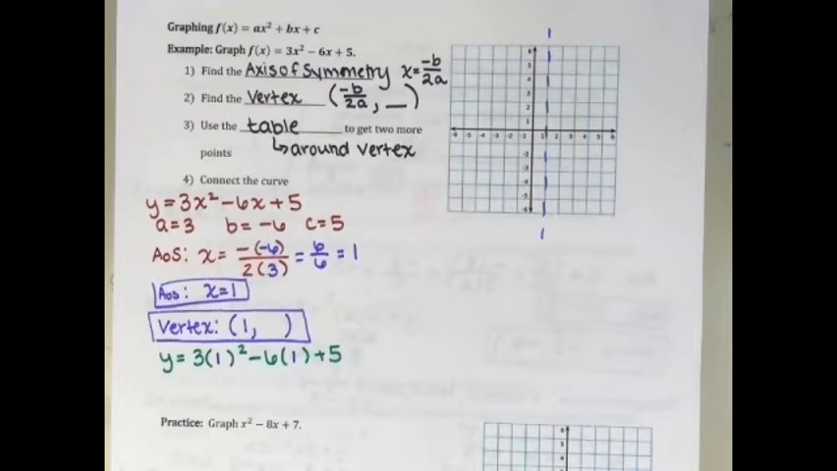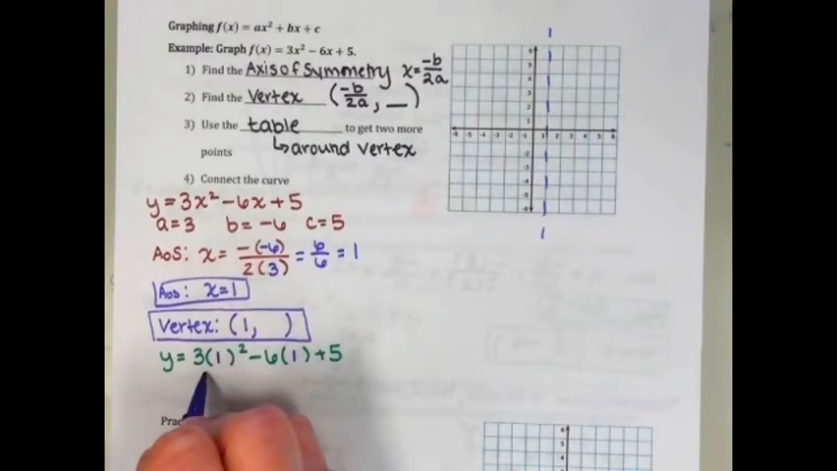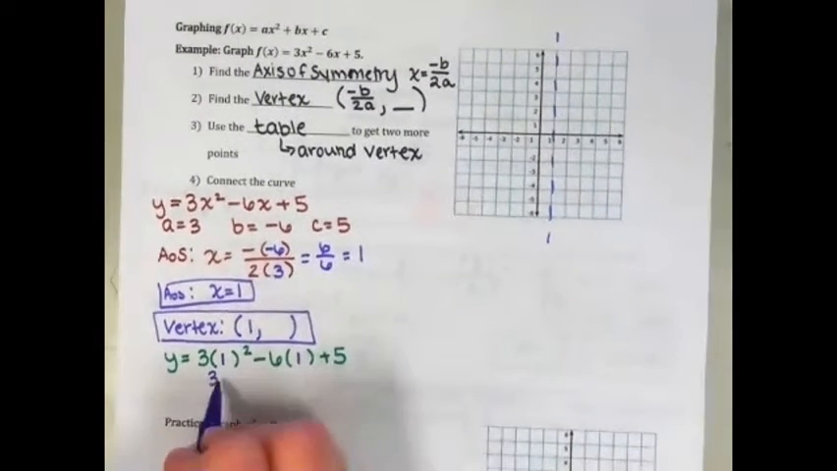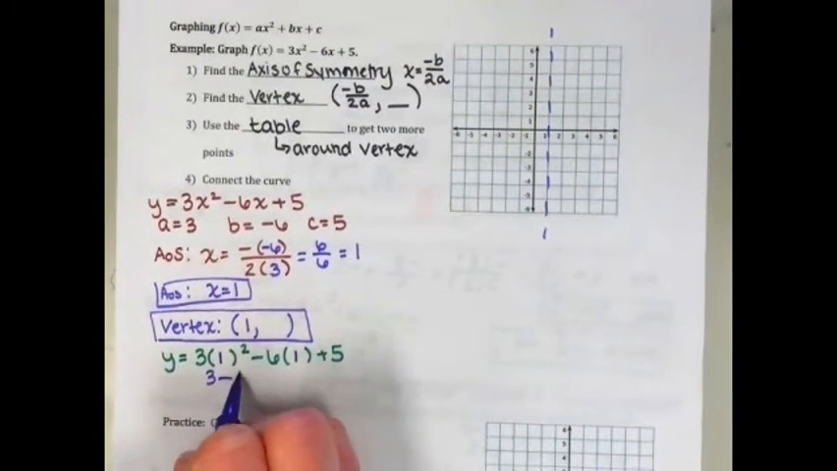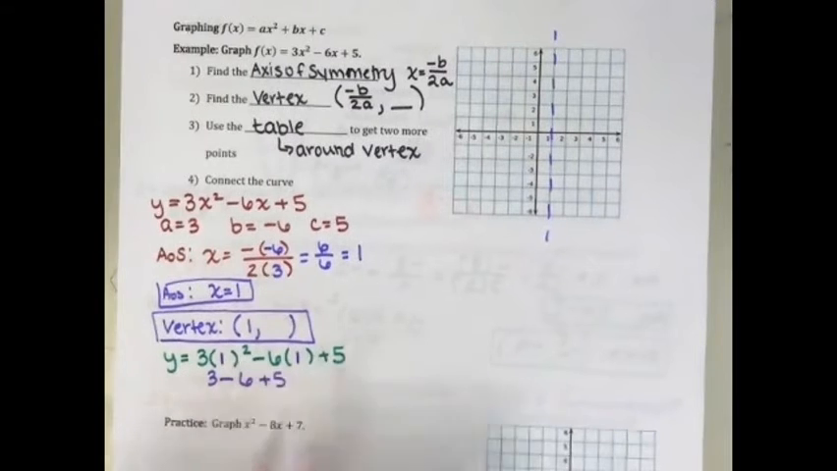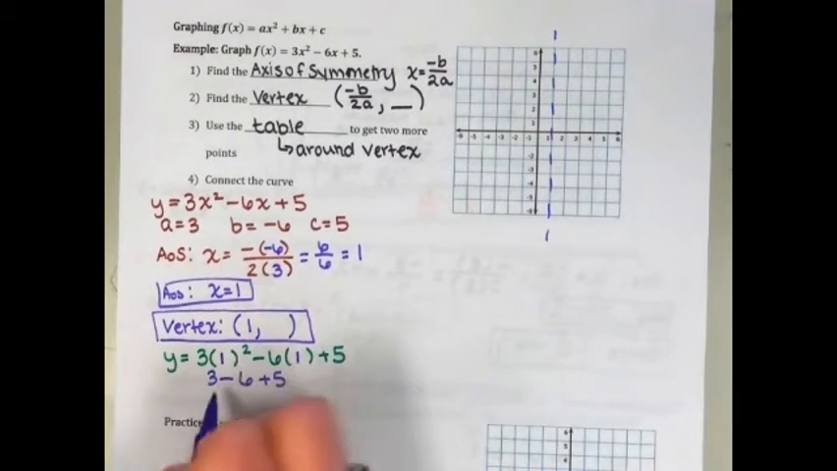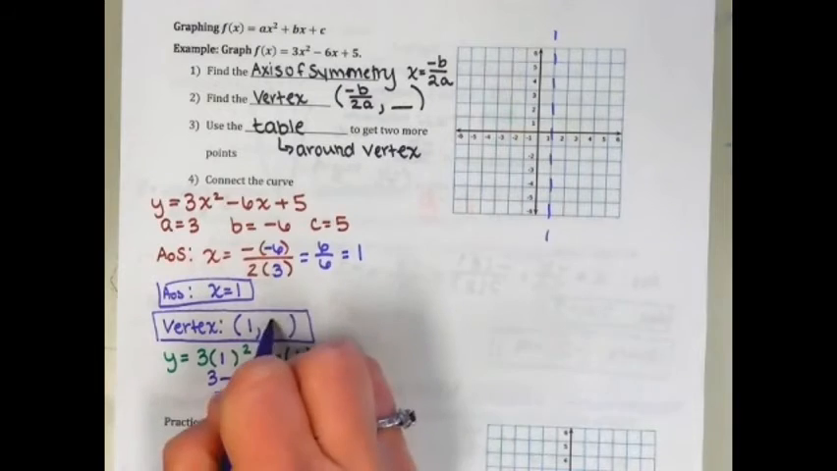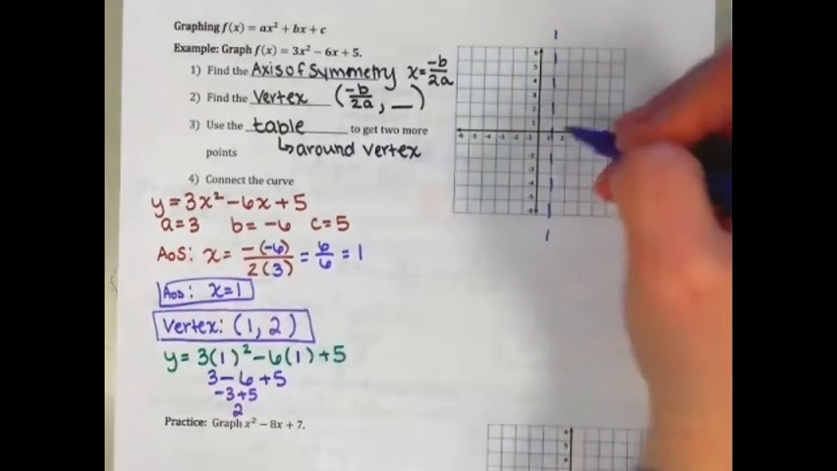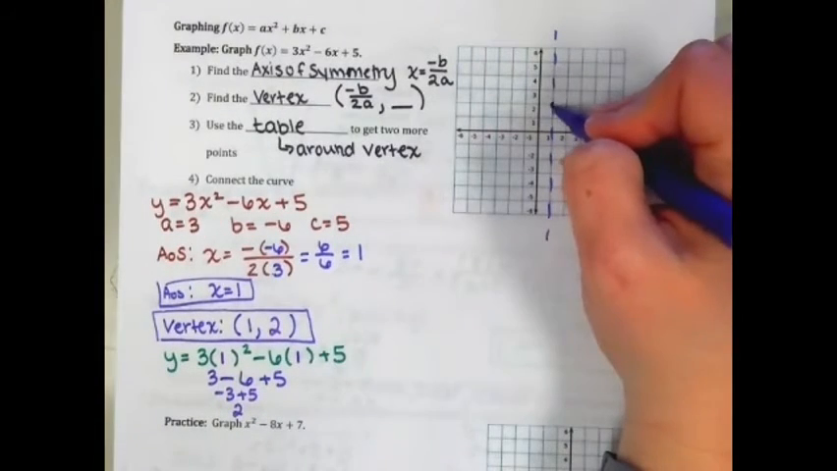So 1 squared is 1. 1 times 3, 3. Minus 6 times 1, 6, plus 5. So what's 3 minus 6? -3, and -3 plus 5 is 2. So my vertex is 1, comma 2. So I'm going to go right 1, up 2.